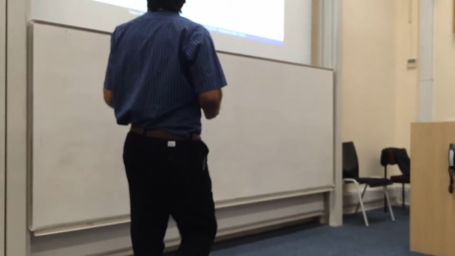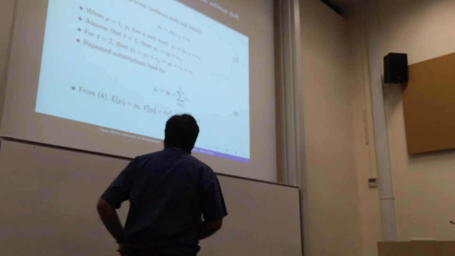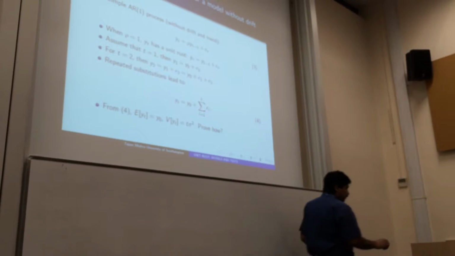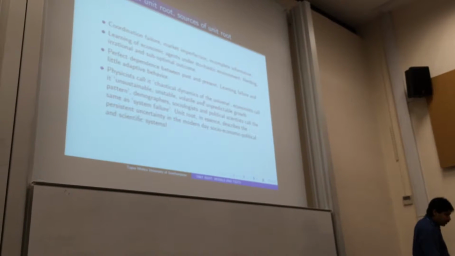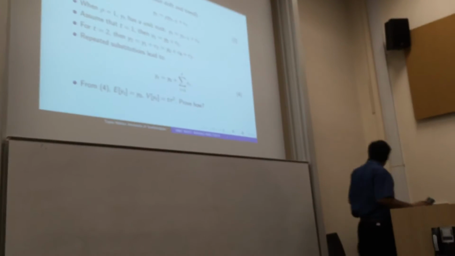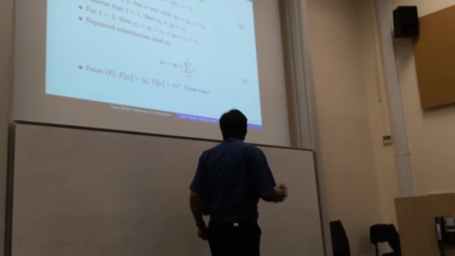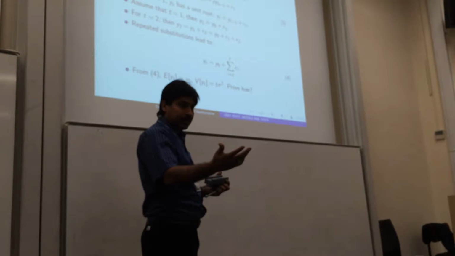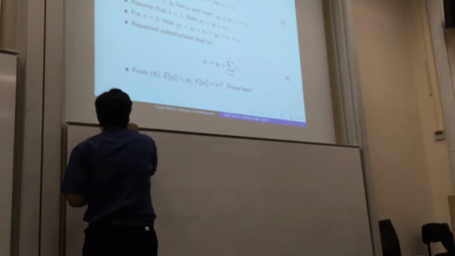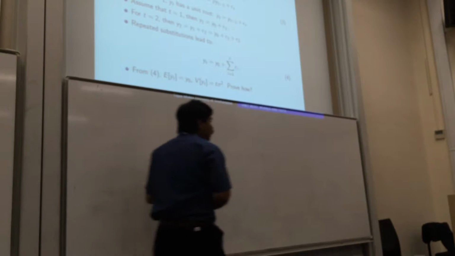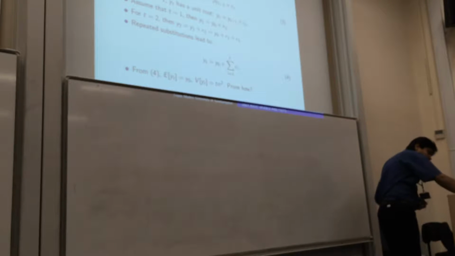Without drift and trend. What is the model with drift and trend? What is the drift? Drift represents the intercept. So you can write a model with drift.